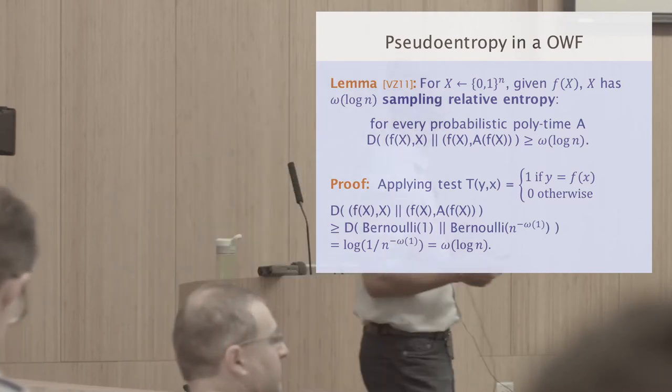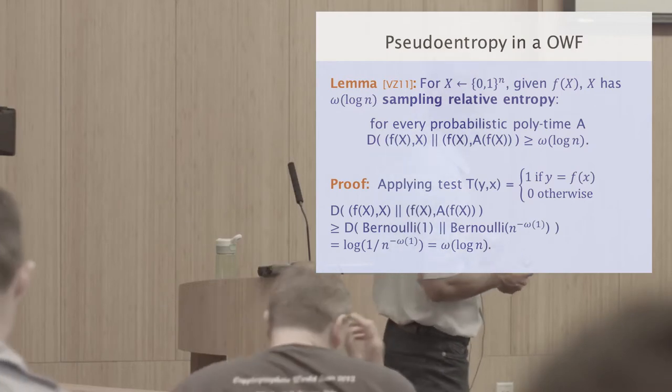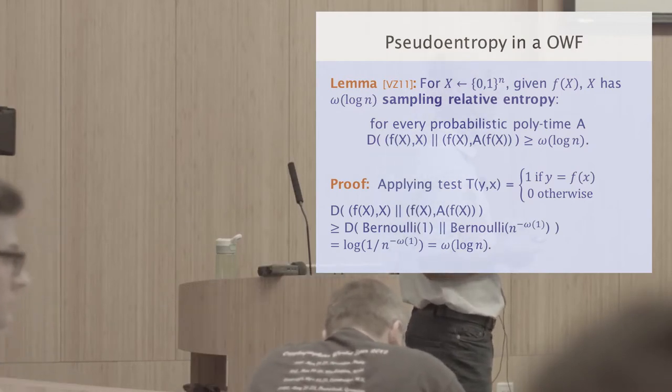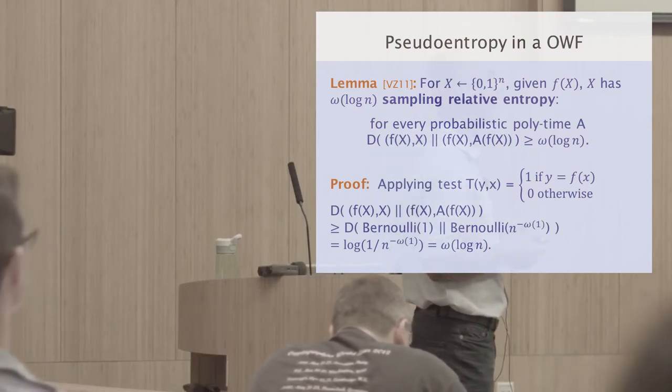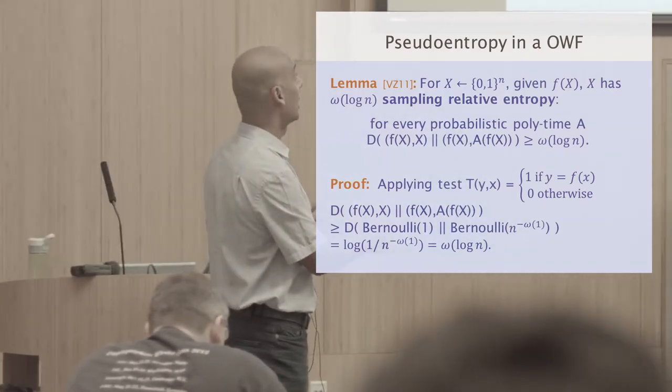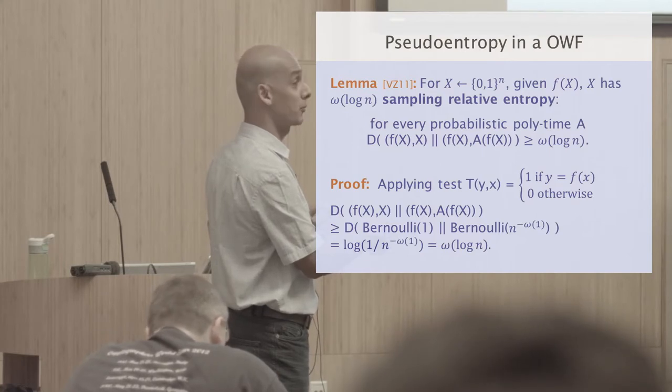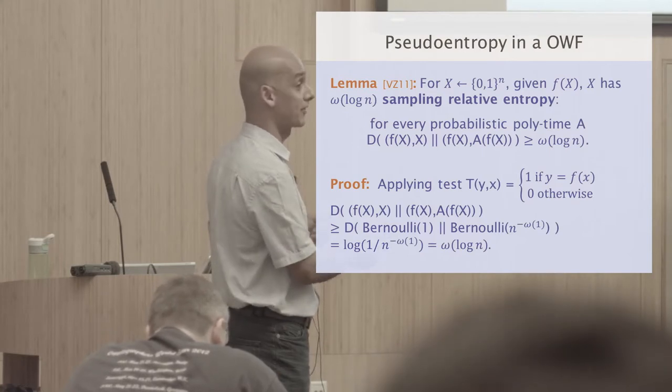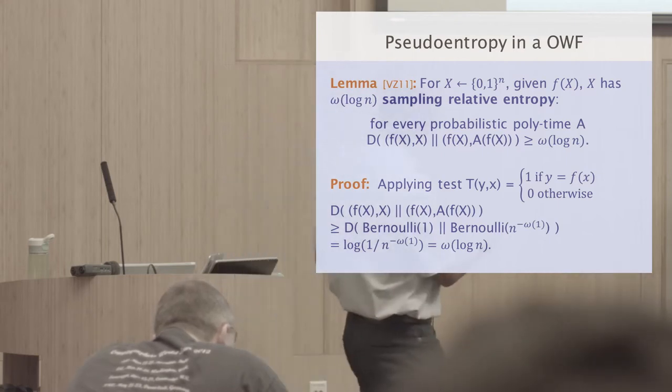Yeah? So, sorry, you said that the length of x is logarithmic, so if you let it vary, where do you lose? There's a reduction between these two. Right. And the cost of the reduction is exponential in the alphabet size of x. So this is very similar.